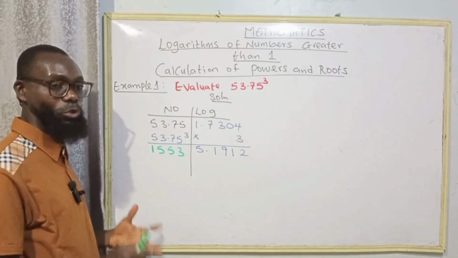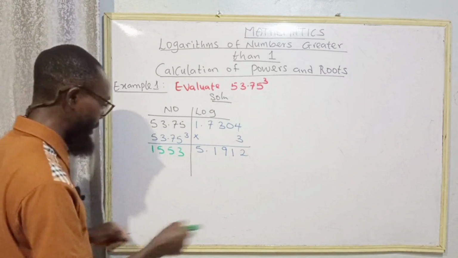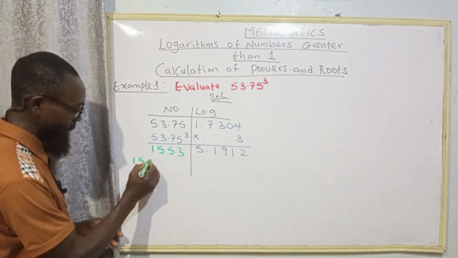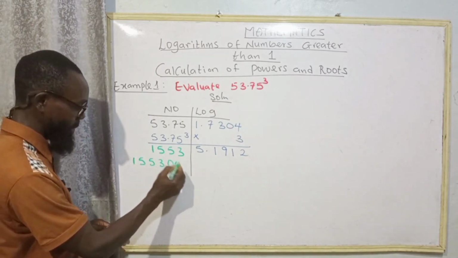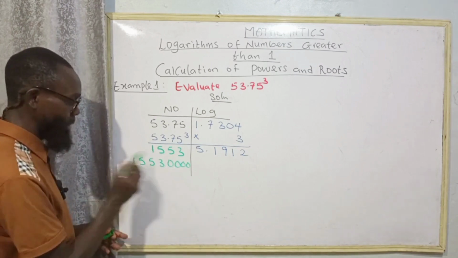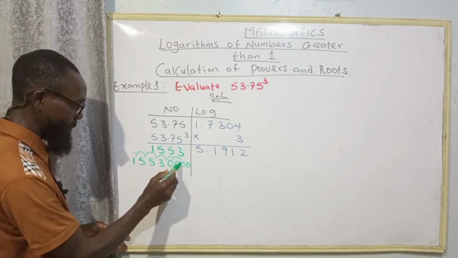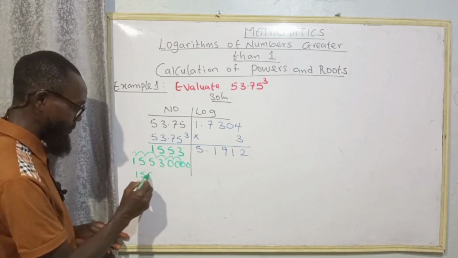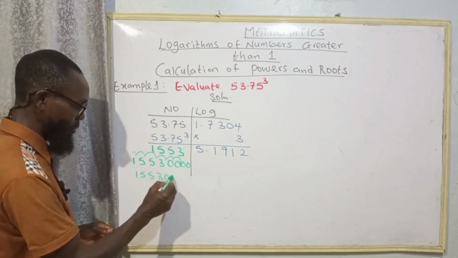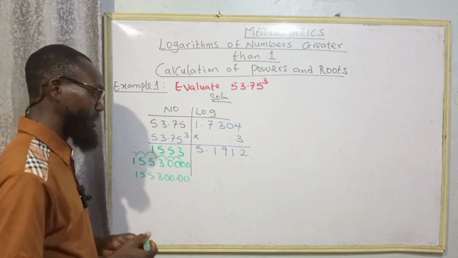Or if you still want to put your decimal point, you add 0, 0 to the back. So we have 15530000 and so on. So we now move 1, 2, 3, 4, 5, 6. So we have 155300.00. So that is it.